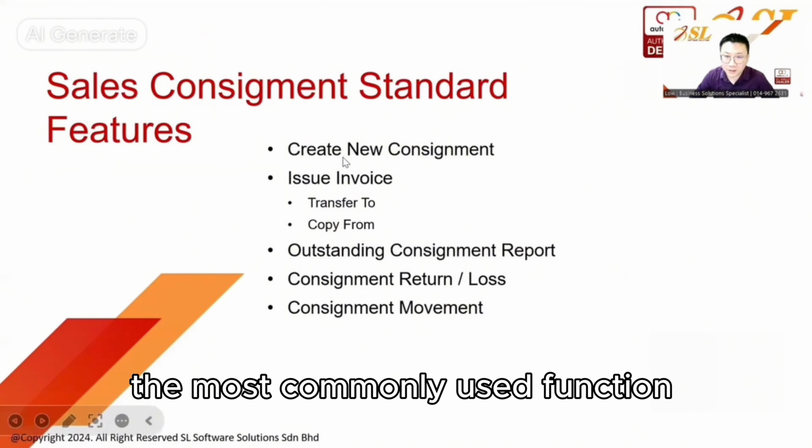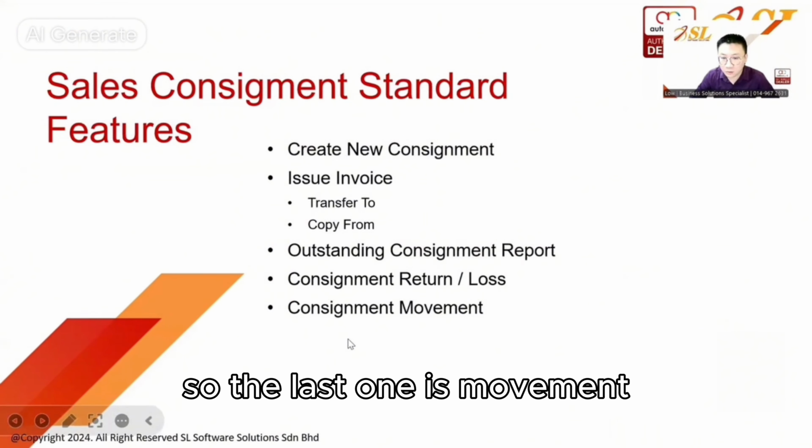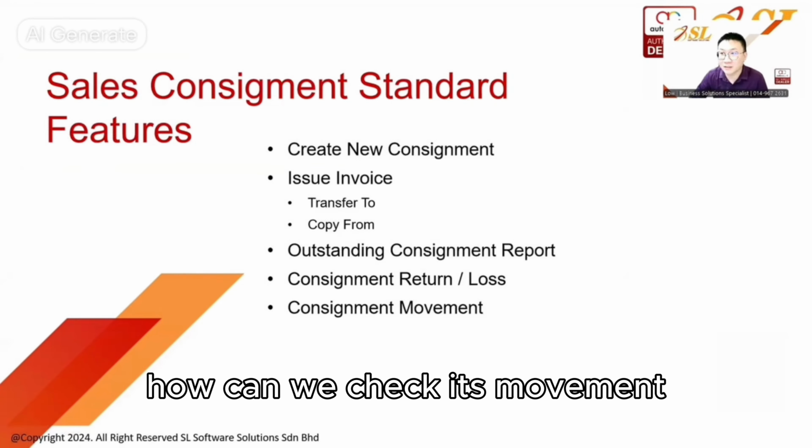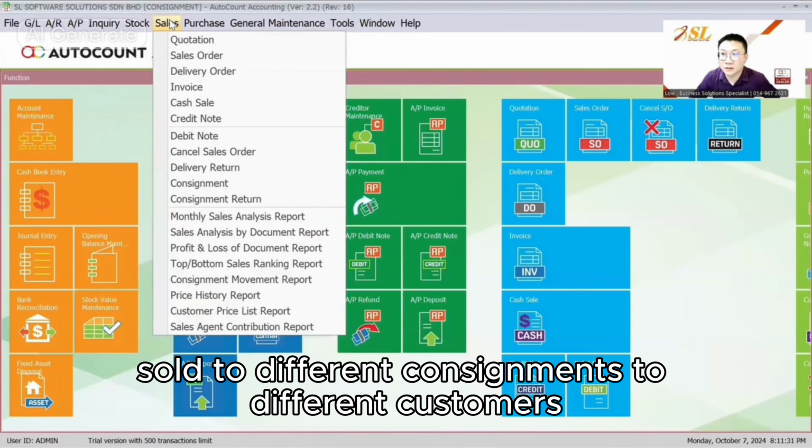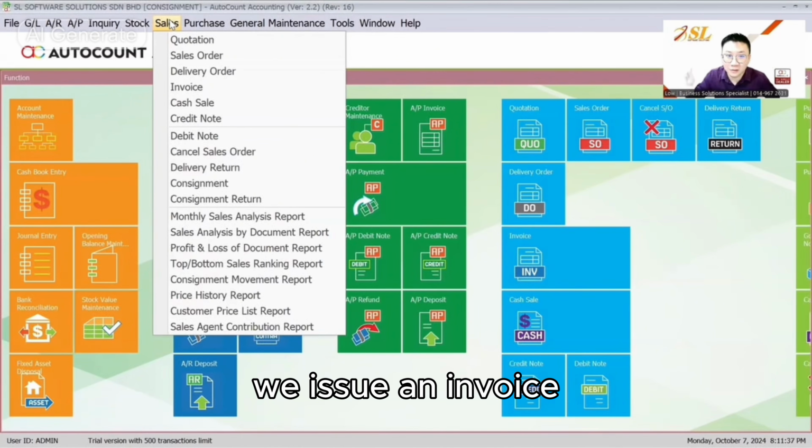The most commonly used function also, the last one, is movement. How can we check its movement? Just now we had some ins and outs, sold to different consignments to different customers, and when the customer sells, we issue an invoice.